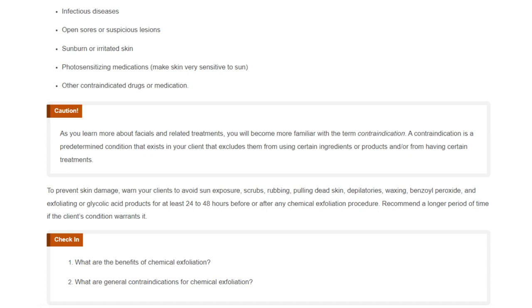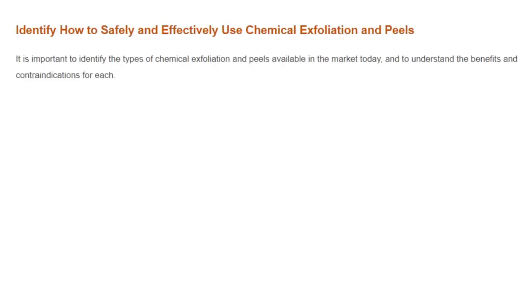Check-in. What are the benefits of chemical exfoliation? What are general contraindications for chemical exfoliation? Identify how to safely and effectively use chemical exfoliation and peels. It is important to identify the types of chemical exfoliation and peels available in the market today, and to understand the benefits and contraindications for each.